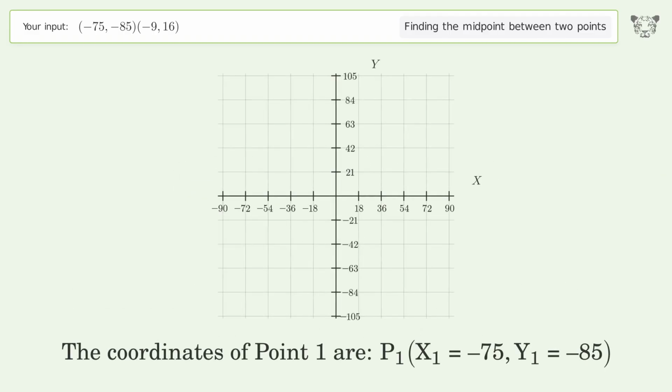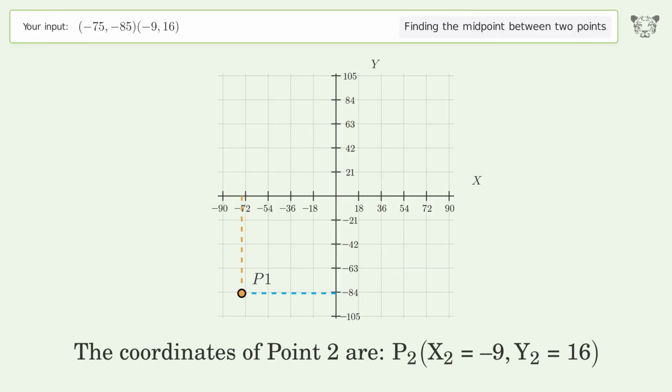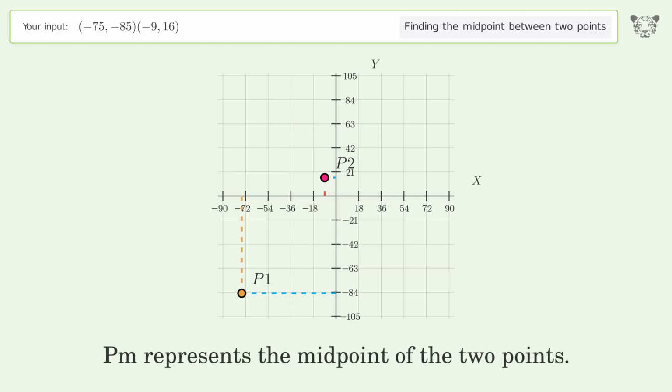The coordinates of point 1 are x1 equals -75, y1 equals -85. The coordinates of point 2 are x2 equals -9, y2 equals 16. PM represents the midpoint of the 2 points.